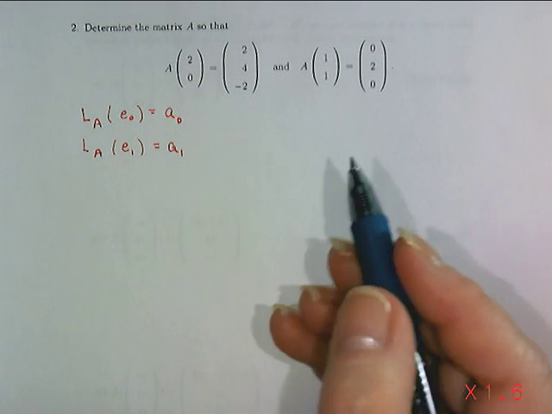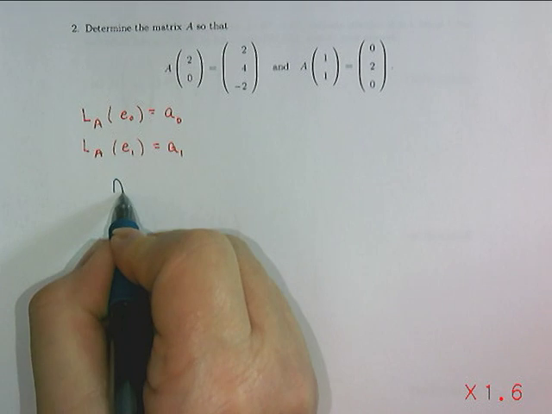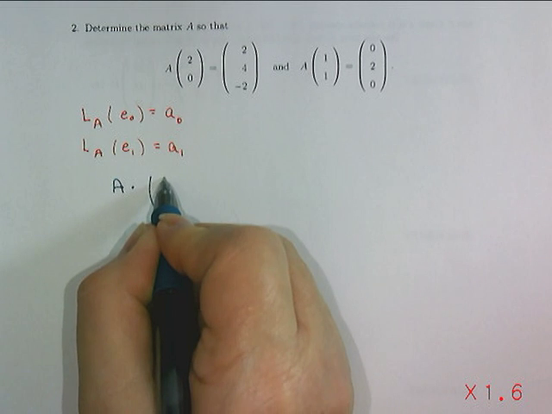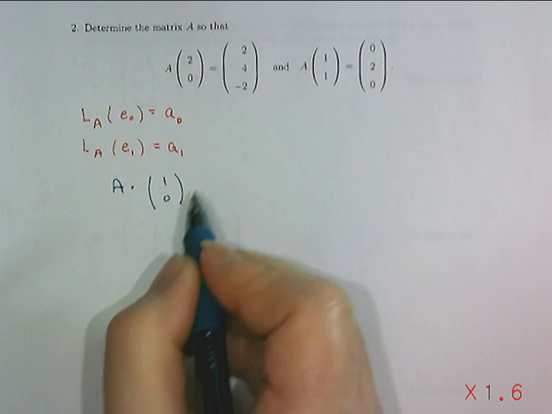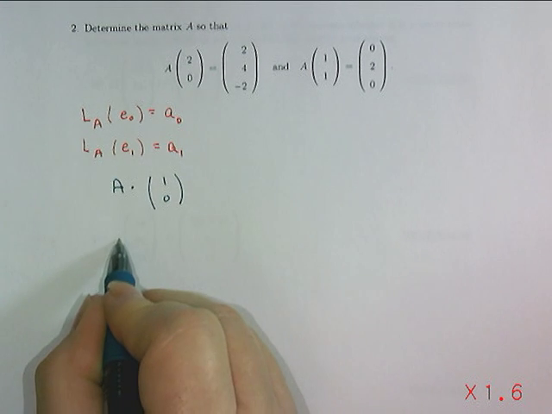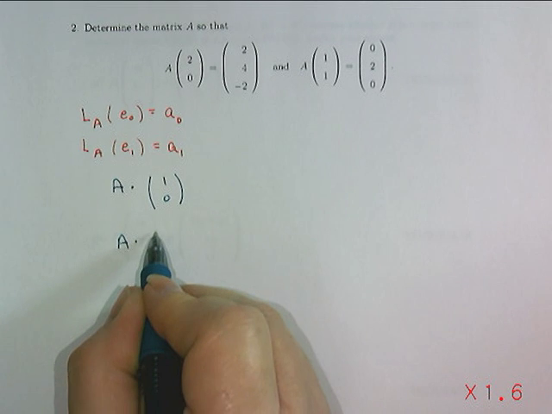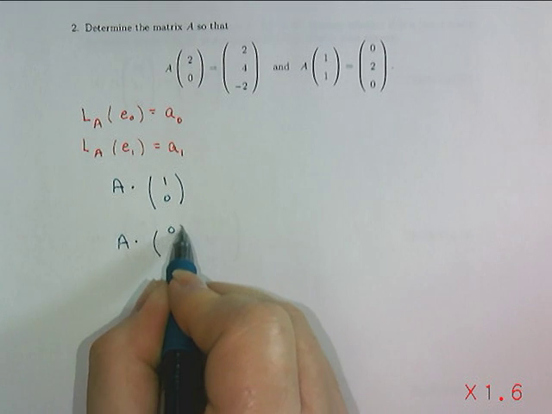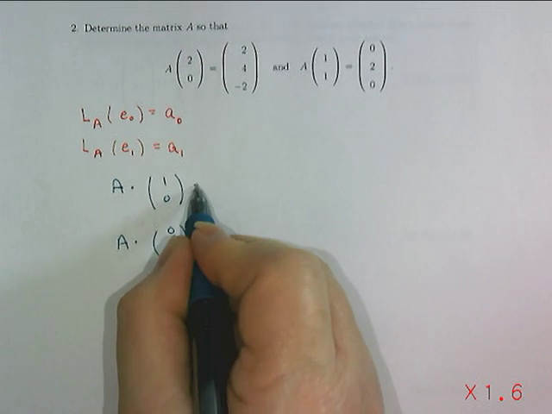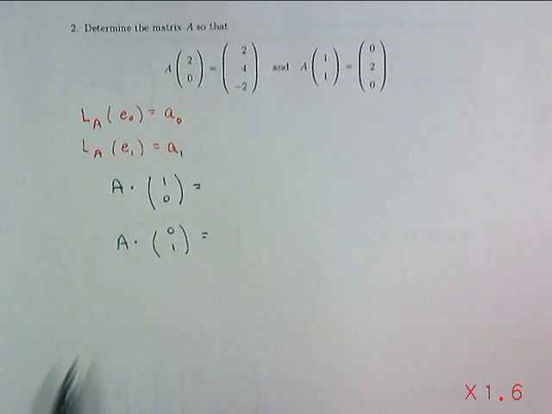In other words, I need to figure out what A times the vector 1, 0 is, and I also need to determine what A times the vector 0, 1 is. Then they would give me the columns of our matrix A.